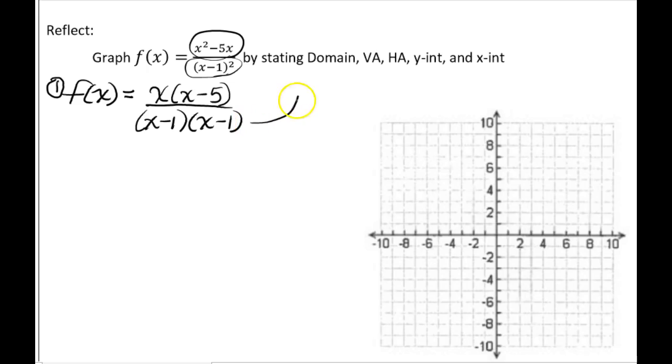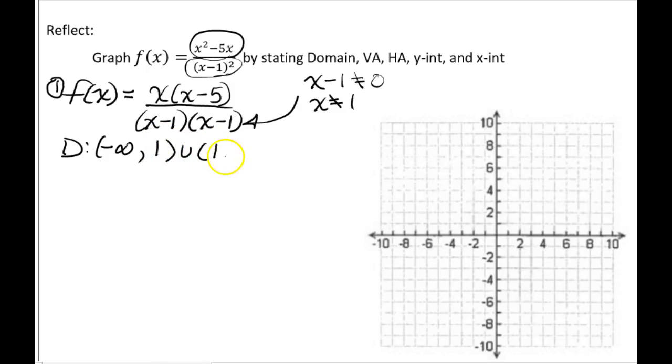For our domain, we look only here in the denominator. We do not want our denominator to equal 0. So I'm going to let each of those factors not equal 0 and solve, and find that x cannot equal 1. So our domain will be from negative infinity to 1, not including the 1, union from 1 to infinity.